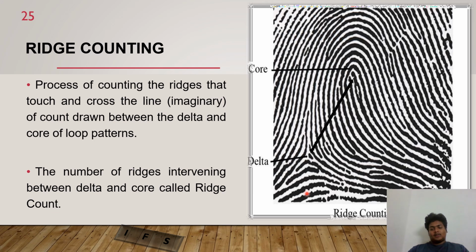So how are these lines being crossed? The counting process of these ridges is known as ridge counting. In ridge counting, if you see the image here, there will be an imaginary line drawn between delta and core. The ridges which cross this imaginary line are counted from delta to core. This process is known as ridge counting.